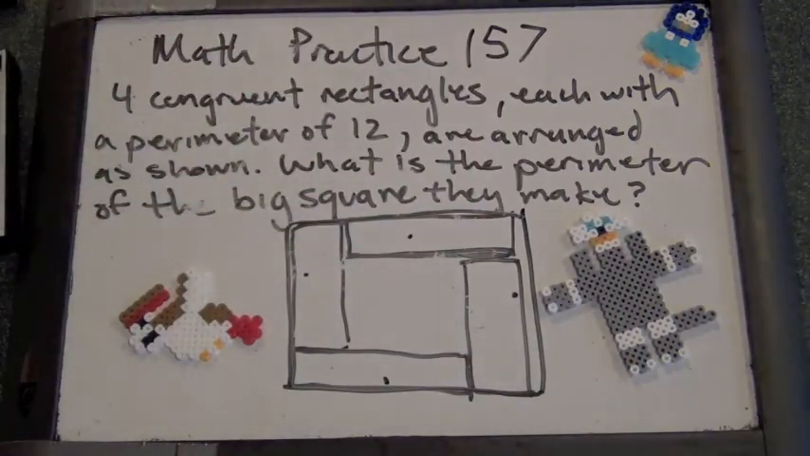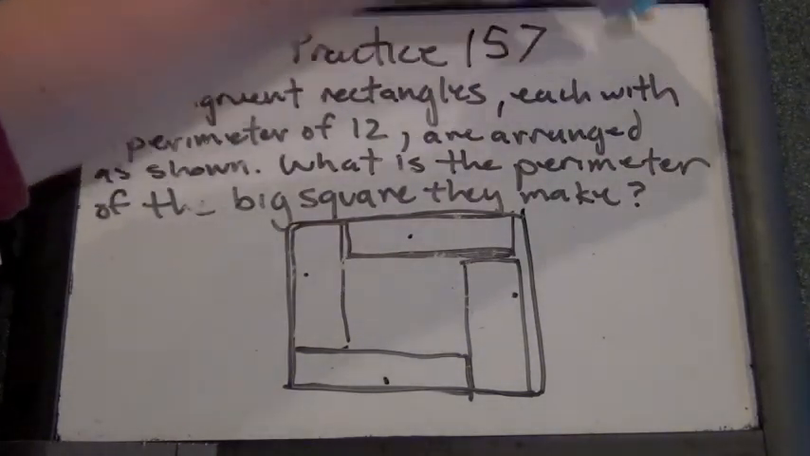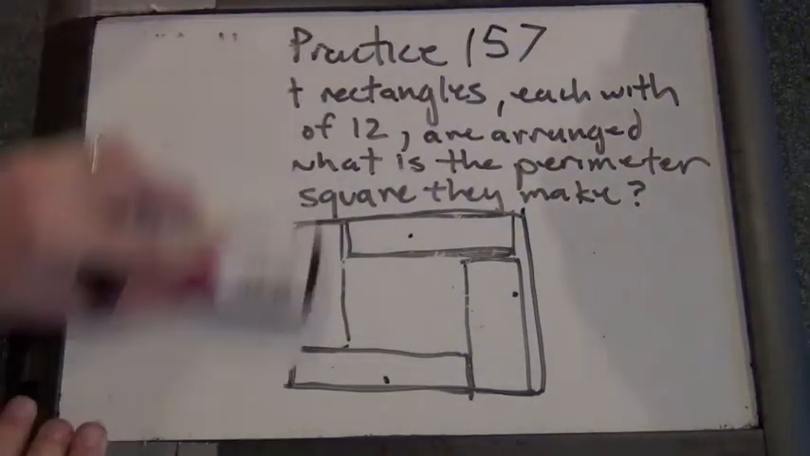Well, 5 and 1, 4 and 2 both equal 6. And 6 plus 4 is 24. Well, not 6 plus 4. How do you find that? 6 times 4. 6 times 4 is 24.